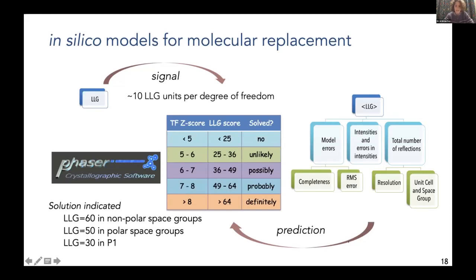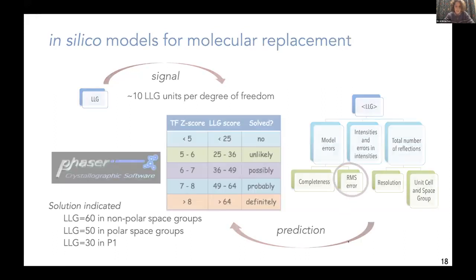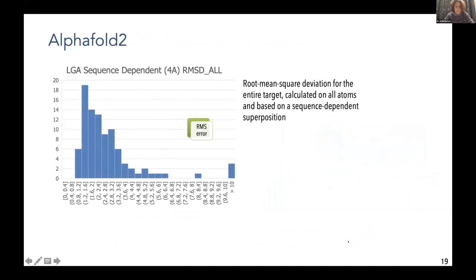And you can see here on the right, if we break down what it's based on, our model errors are based on the completeness of our model and the RMS error of our model, and our total number of reflections depends on the resolution and also some parameters of the space group and the unit cell. So these are the things that determine our LLG and our expected LLG, in fact. And key amongst this is our RMS error. So what's the RMSD of the AlphaFold models? Well, it's really, really good.